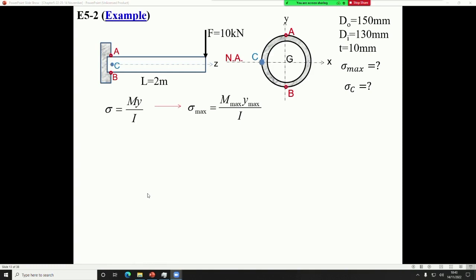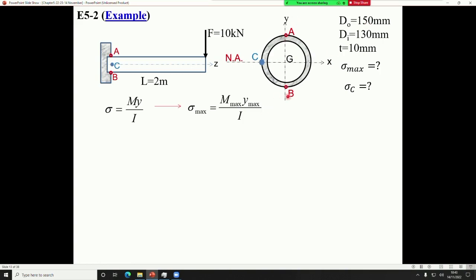So the top layer is located at a distance of 75 millimeters from the neutral axis. This is the neutral axis for this beam. It has two axes of symmetry. This is the neutral axis, the bending moment is about the x-axis. The coordinate of point A is half the outer diameter, which is 75. So y max is 75.